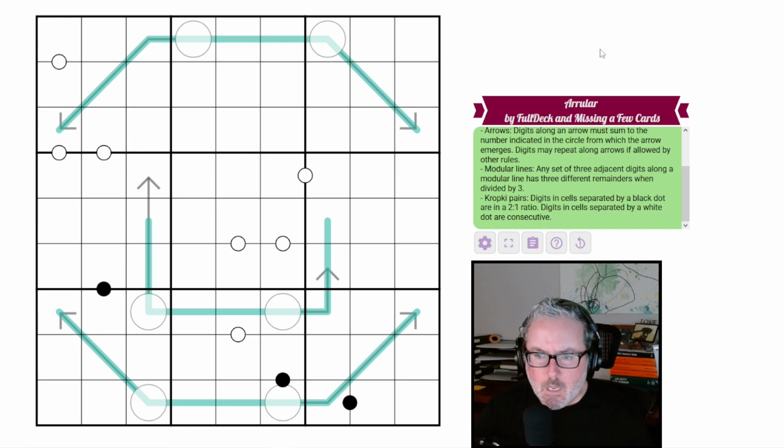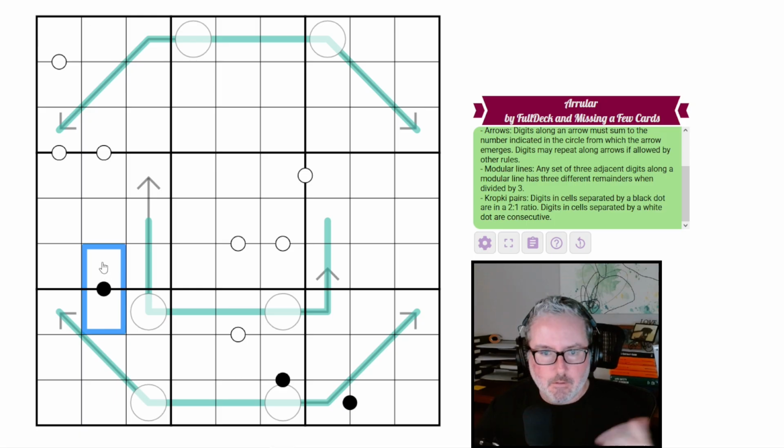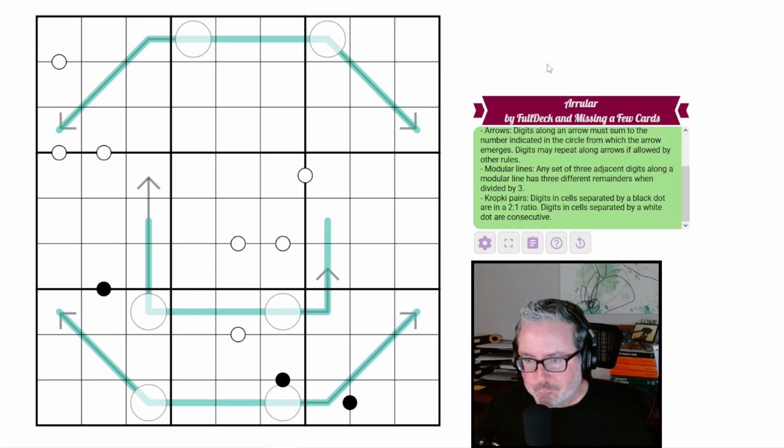Then we have Kropki pairs. Digits in cells separated by a black dot are in a 2-to-1 ratio. Digits in cells separated by a white dot are consecutive. So these two are going to be consecutive digits, 4, 5, 7, 8, whatever it is. These will be in a 2-to-1 ratio, or one of them will be double the other. So 2, 4, 3, 6, however. And those are the rules.